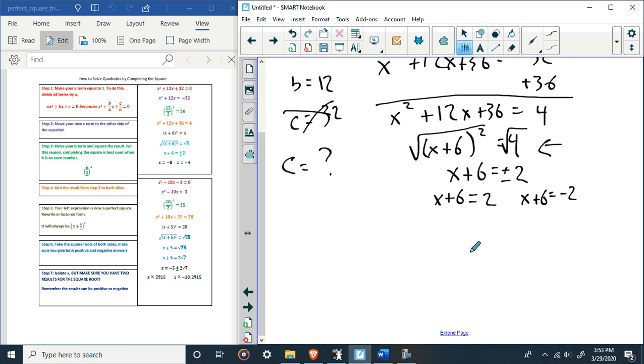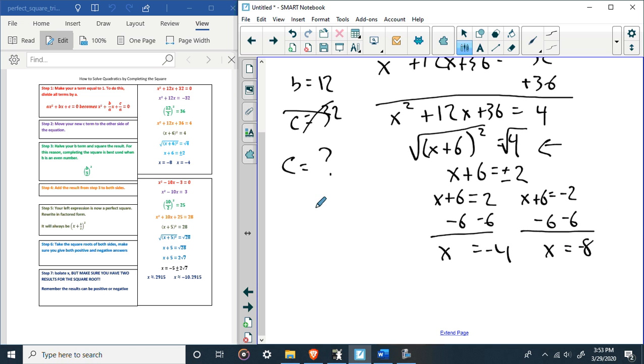Okay, let's take this a step further. Let's subtract 6 from both sides here. 2 minus 6 is going to be negative 4. And subtract 6 from both sides. x is going to equal negative 8.